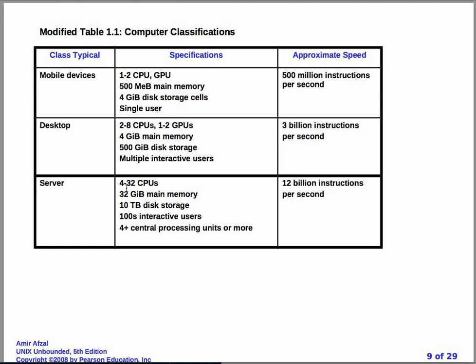Servers have even more CPUs, 32 CPUs. It's quite common that servers don't have graphical processing units, although some do. Servers can have 32 and more gigabytes of main memory, that's RAM, and easily 10 terabytes of disk storage. They can support hundreds of interactive users and can have many central processing units. So they run 12 billion easily, probably more. Might be about up to 10 times more than that.